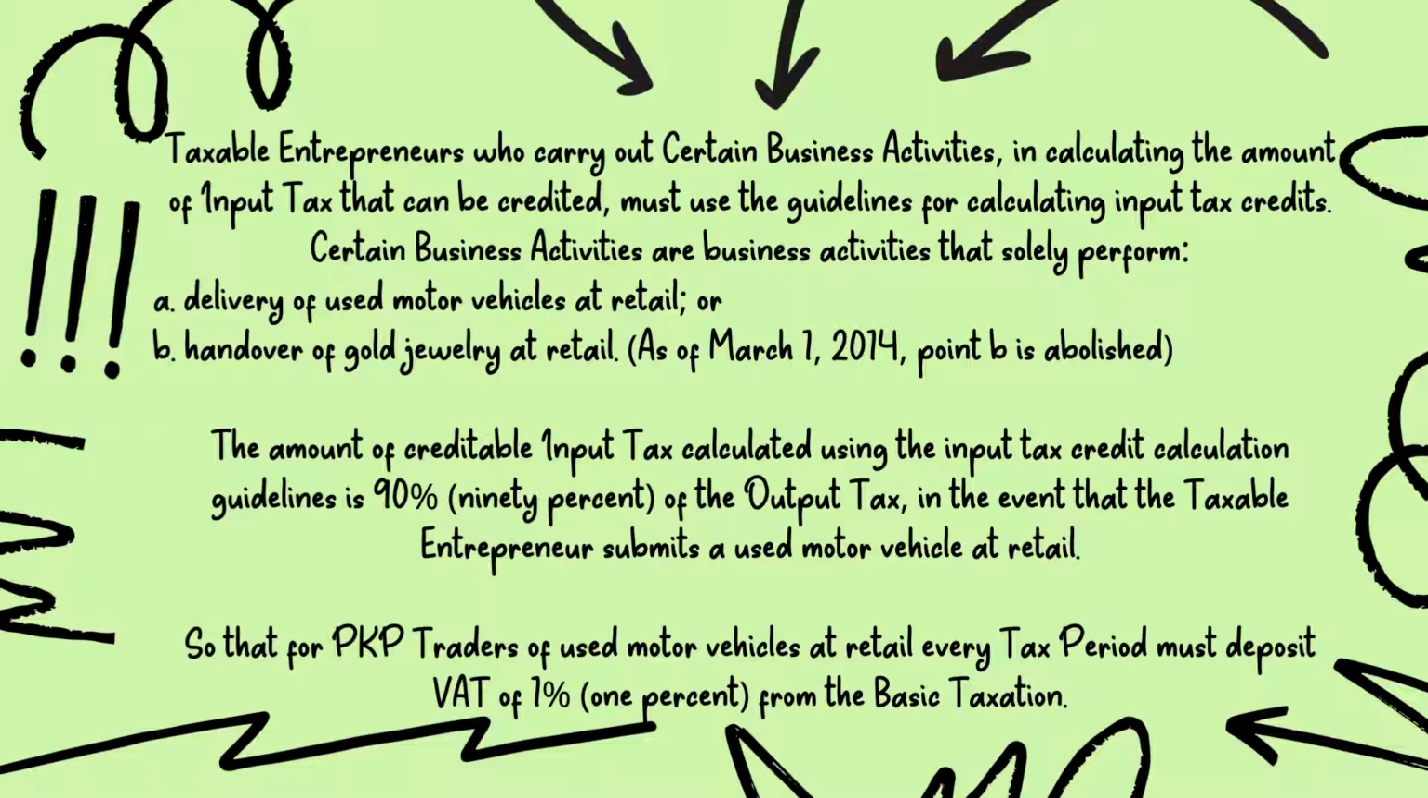The amount of creditable input tax calculated using the input tax credit calculation guidelines is 90% of the output tax in the event that the taxable entrepreneur submit used motor vehicle at retail. So that for BKP traders of used motor vehicle at retail, every tax period must deposit VAT of 1% from the basic taxation.